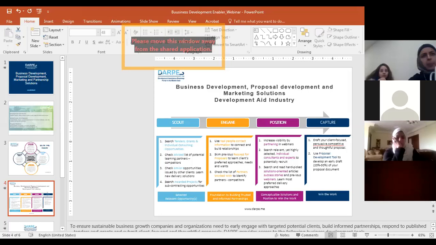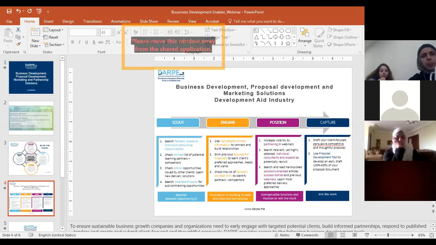And in DARPE, you can easily check the tenders and grants section here, in which you will have a list that is searchable by clients, by countries, by sectors, type of services, and type of opportunity. Is it a grant opportunity for non-governmental organizations, or an individual opportunity, meaning for experts and professional service providers in an individual capacity, or a tender, usually for consulting firms or for-profit organizations and professional service providers?